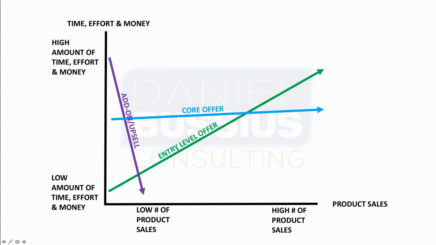But usually your entry-level product that has a very low price point is going to also have a correlation to a very low profit margin. So usually this is kind of how the standard thing looks, and it should look something similar for you.